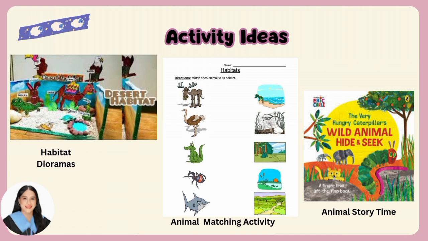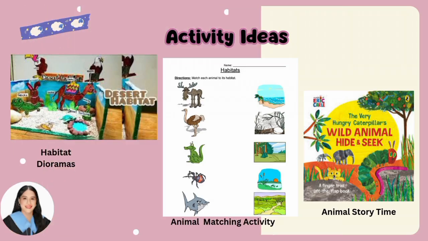Next activity would be animal matching activity. Show pictures of animals and habitats, a lion in the savannah, a fish in the ocean, and so on. And ask children to match the animal to the correct habitat. Next activity would be the animal story time. Read a short story about animals living in different habitats, such as The Very Hungry Caterpillar, and discuss how each animal adapts to each home.